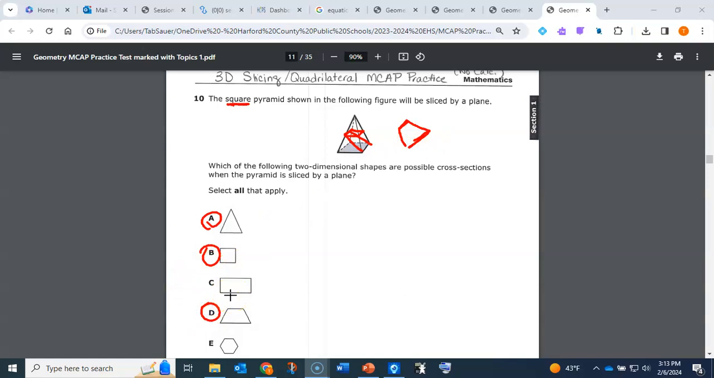I cannot think of a way that if I sliced it, I would end up with a rectangle. And there's no way to get E because there are no six sides on this in any way, shape, or form. So our answers are A, B, and D. But that's what it means to slice something and look at its cross-section. What would that look like if we sliced it with a knife and then opened it up and looked at that cross-section, that image?